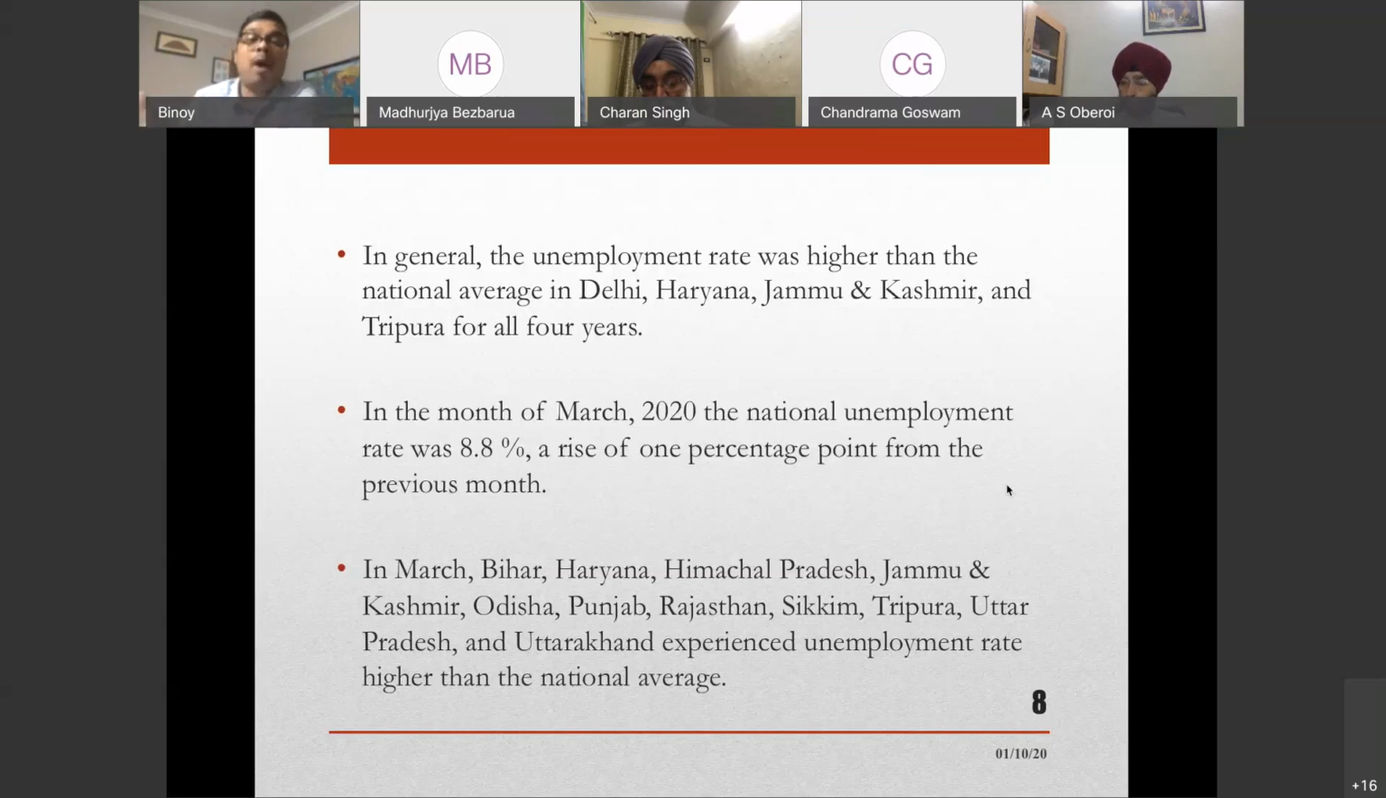And this is going to play out in terms of the impact of the pandemic, because if the states were not already doing well economically, and were slowing down, then obviously the impact of the pandemic is probably going to be more severe on these states.